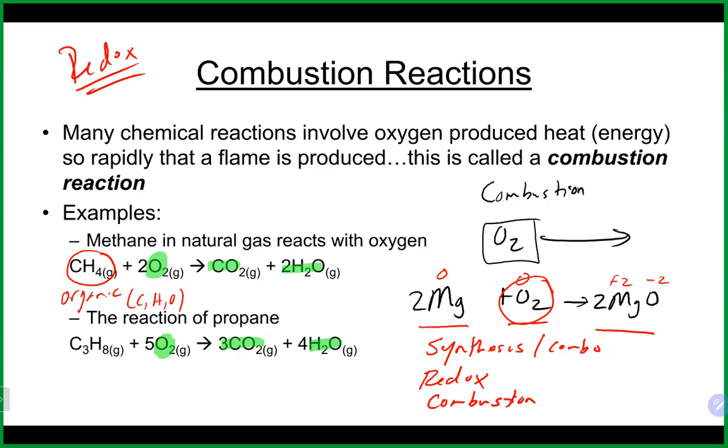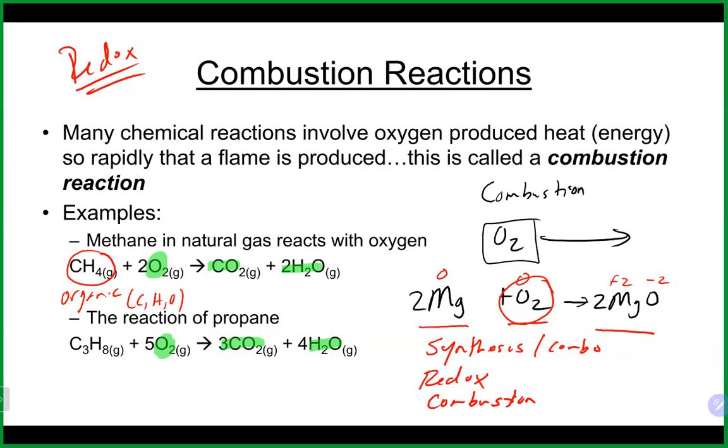Just like we saw with our precipitation reaction, can it be a double displacement reaction? Our acid-base reaction could also be a double displacement reaction. So there are multiple ways that you could classify the same reaction. It just depends on the situation as to what's maybe the best classification that you would want to use. Any questions on classifying reactions there?